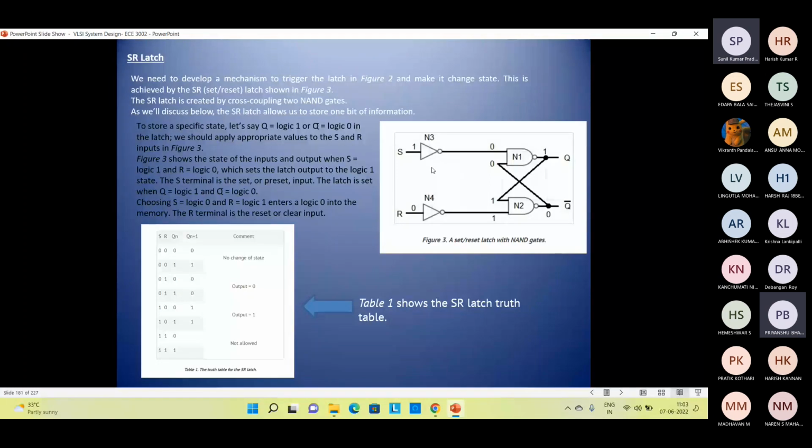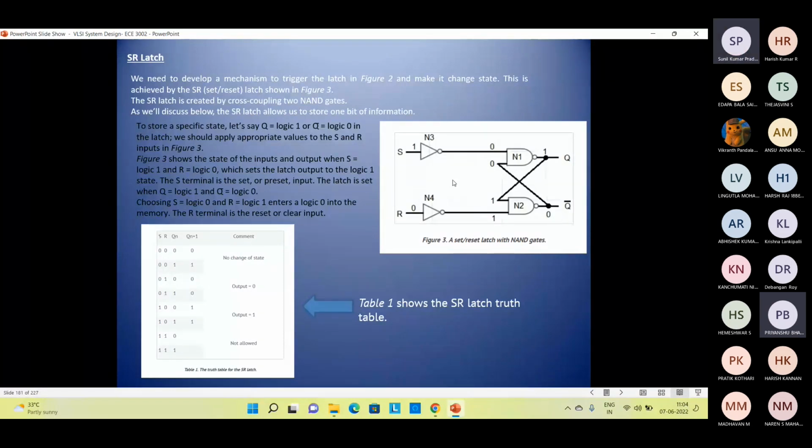Now, to store a specific state, let's say Q equal to logic 1, or Q complement equal to logic 0 in the latch, we should apply appropriate values to the S and R inputs, as shown in this figure here. So we have to apply proper values to the S and R inputs that we can see. Now figure 3 shows the state of the input and output when S is equal to logic 1 and R is equal to logic 0. We set the latch output to the logic 1 state. The S terminal, which you can see here, is the set or preset input, and the latch is set when this Q is equal to logic 1 and Q complement is logic 0.